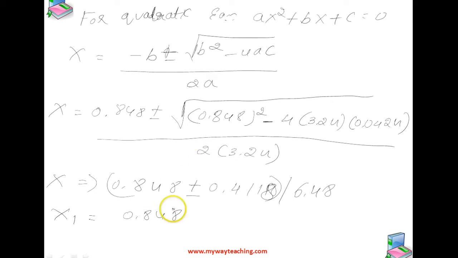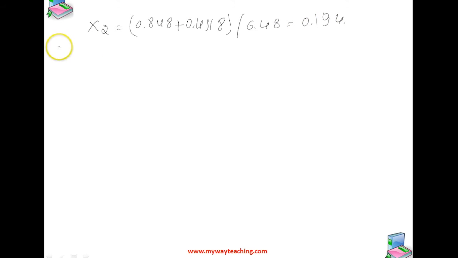Okay, so x1 is 0.848 minus 0.4118, divided by 6.48. You will get 0.067. Then x2 is equal to 0.848 plus 0.4118 divided by 6.48, which is equal to 0.194. So the value 0.194 should be neglected because it would give a concentration of the reactant which is more than the initial concentration. Hence that equilibrium concentration is neglected.